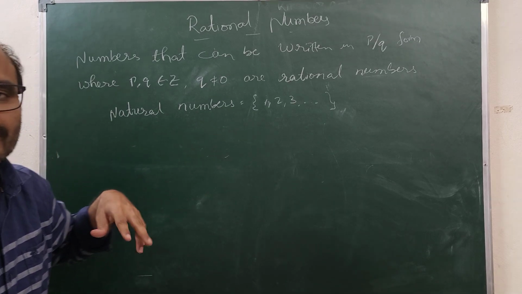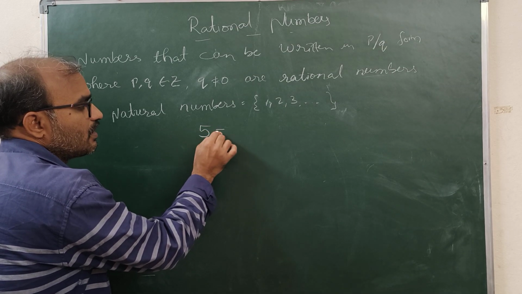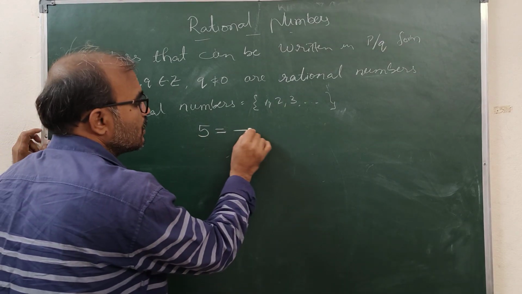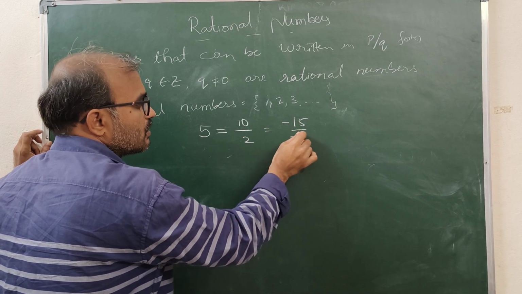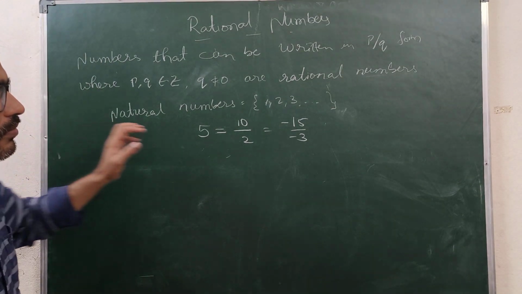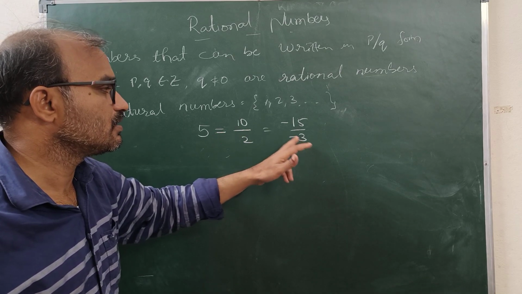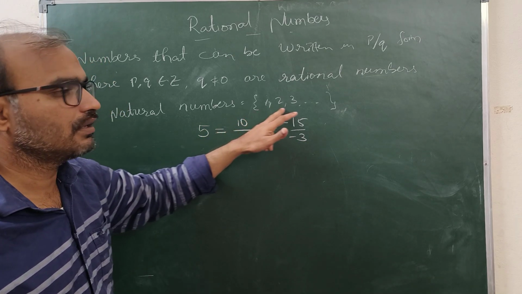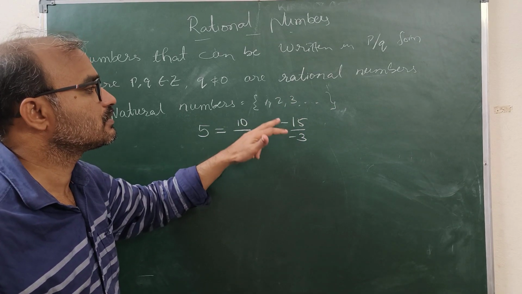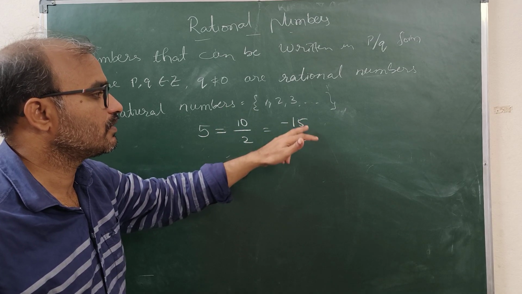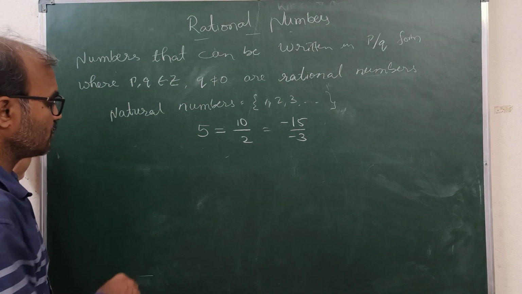Can you write natural numbers in p by q form? Take any number. Let us take the number 5. Can we write this in p by q form? Yes, I can write 5 as 10 by 2. I can write it as minus 15 by minus 3. Right? p and q must be integers. They should not be decimal numbers. So in this way, can you write only 5 or any natural number? We can express any natural number in p by q form. That is why all natural numbers are rational numbers.